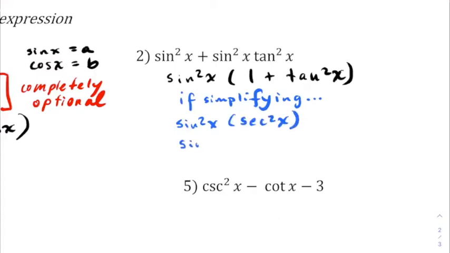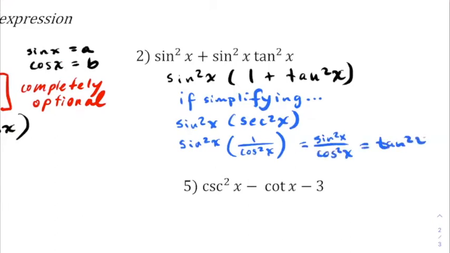And sine squared x times secant squared x, well, what is secant squared x? That's 1 over cosine squared x, which we can then write as sine squared x over cosine squared x, which then can be rewritten as tangent squared x. Okay, so if we wanted to just simplify, that's what we would write there. Okay, all right, let's keep going with these.